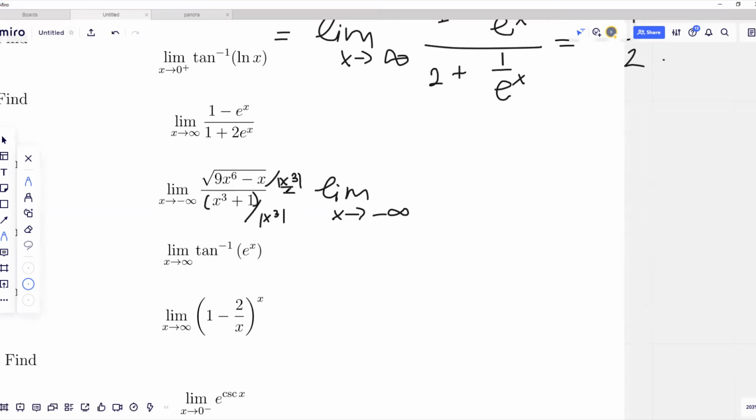Now, since this is positive, we are safe to bring it under the square root. We'll end up with 9 minus 1 over x to the power of 5 divided by, so when x goes to minus infinity, this is negative. So we'll open our absolute value sign with minus. We'll get minus 1 and minus 1 over x cubed. Okay, now as x goes to minus infinity, this is 0, this is 0. The answer is minus 3 then.